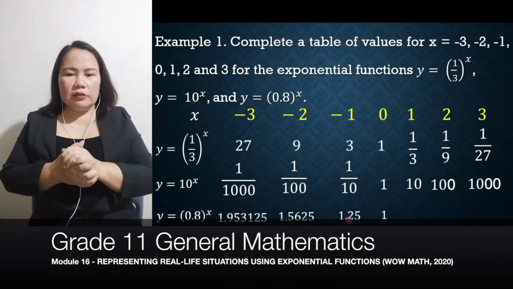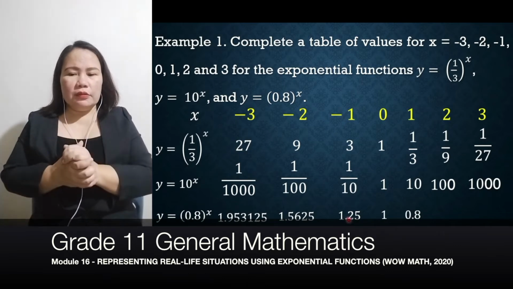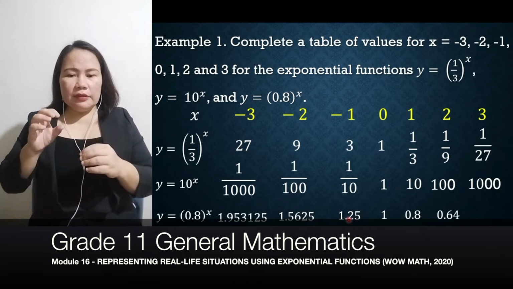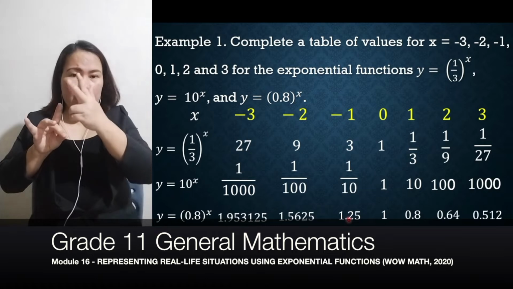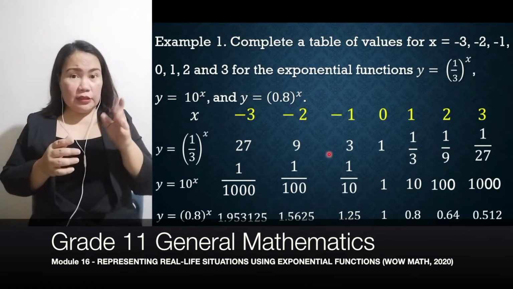0.8 raised to 0, the answer is 1. And 0.8 raised to 1, that is 0.8. 0.8 raised to 2, that is 0.64. 0.8 raised to 3, that is 0.512. So you can check this using your calculator.